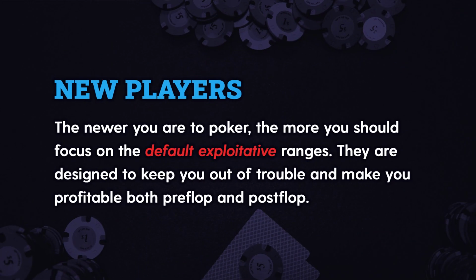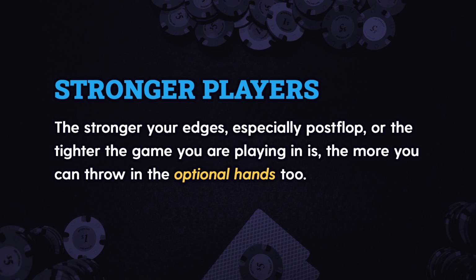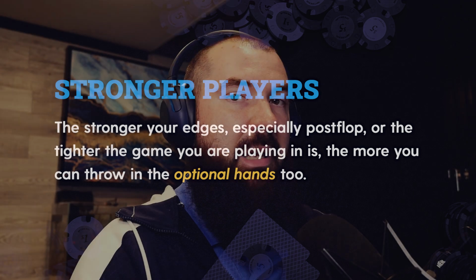Alright, so here is the Cliff Notes answer on when you should use one or the other. So the newer you are to poker, and the less confident you are in your pre-flop and post-flop edges, the more you should stick to the red default range of hands. They're a little bit tighter, a little more straightforward, keeps you out of trouble, life is nice and easy. If you are stronger in your edges, especially post-flop, or you're playing in a game that is pretty darn tight, so people are just going to fold a lot more against your open, then the more you can throw in the optional hands too. So essentially, the more you are new to this game and you're still working on developing your strategy, stick to the red, be a little bit tighter, more straightforward, nice and easy.